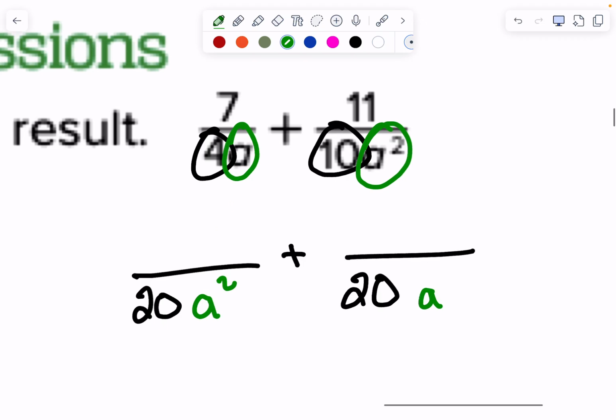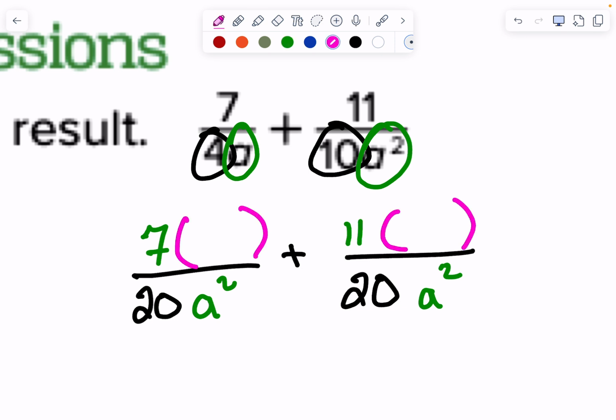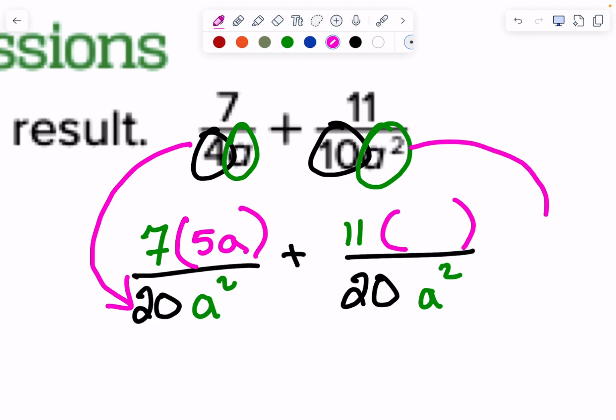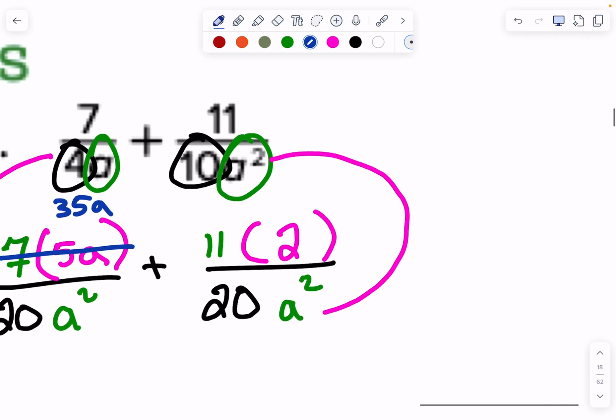Okay? So A squared. All right, now, what I'm doing is I've got a 7 on the top here, and I've got an 11 on the top here. And I'm going to multiply by what they need. So I'm looking here from 4A to 20A. How do I get from 4A to 20A? I need to multiply by a 5 and another A, right? Now, how do I get from 10A squared to 20A squared? He just needs to be multiplied by 2, right? So this guy is 35A, and this is 22.